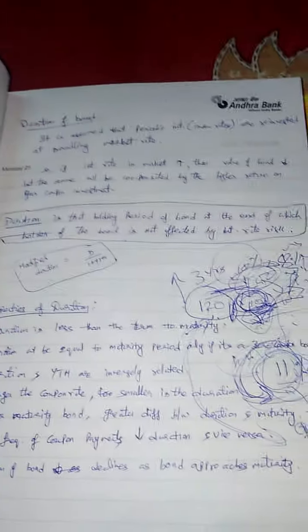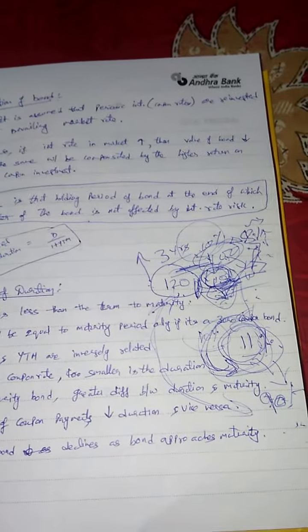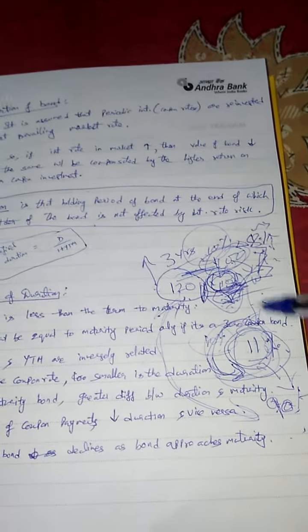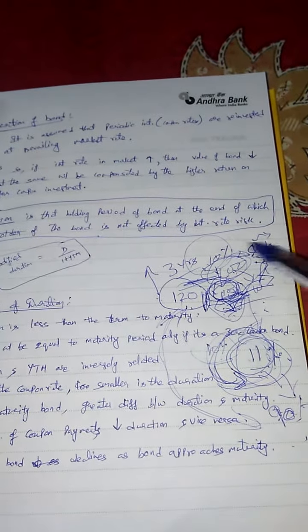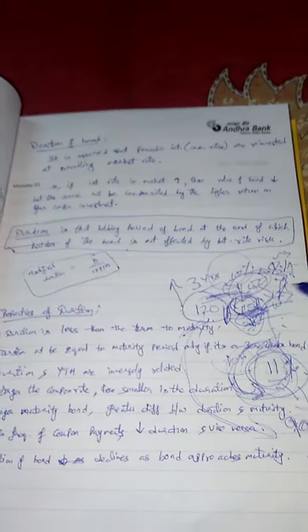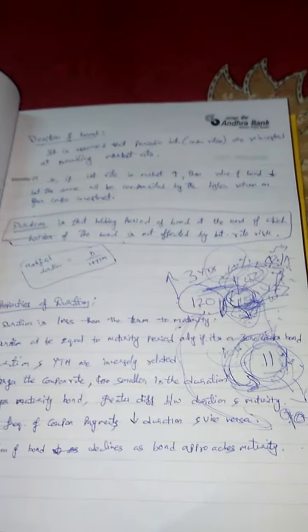That is, duration is the period of holding the bond up to which results in elimination of interest rate risk. That is, whenever there is a fluctuation in market interest rate, that also affects my bond. But if I hold my bond till the period called duration, interest rate risk is eliminated on my bond. That's it on duration. Then we'll go for capital budgeting.